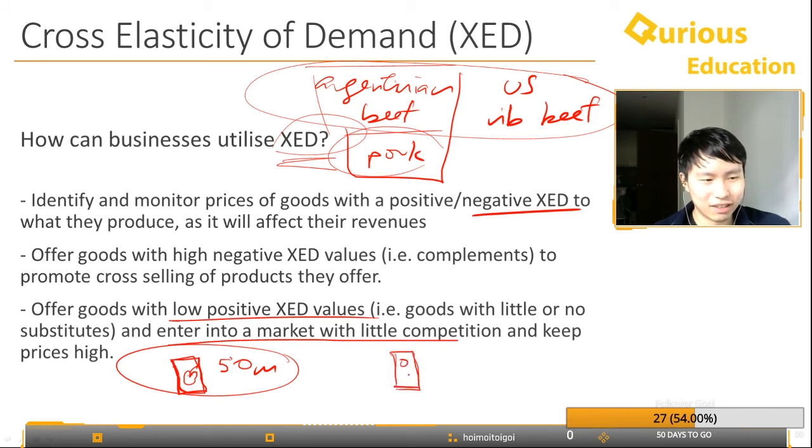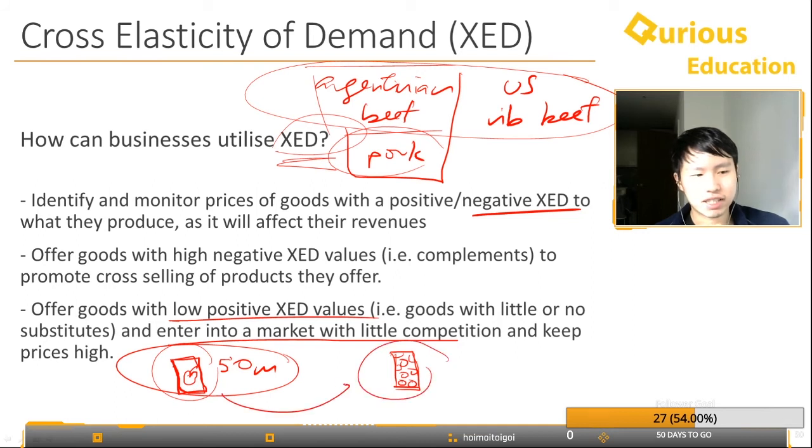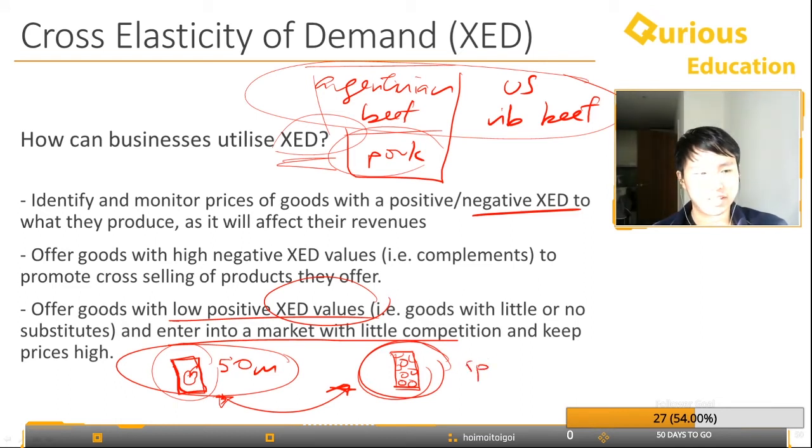Let's just say this is an iPhone case, a Lego iPhone case. Because I know that these two types of goods are complements to each other, if people buy more iPhones, they will need more iPhone cases. Therefore, if I know the XED value, the cross elasticity of demand between these two products, then I would opt to enter the market and offer these iPhone cases.